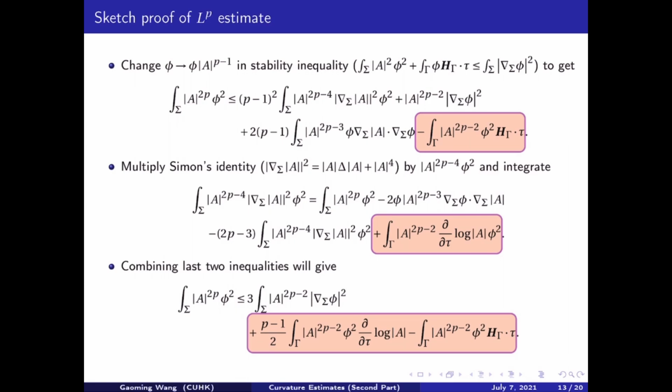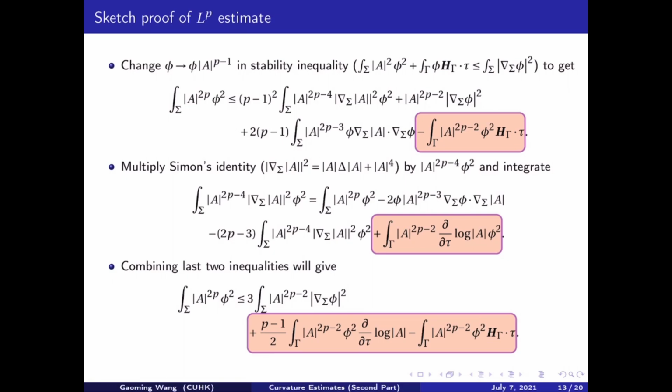At the second step, we can multiply a to the power of 2p minus 4 times phi squared to Simon's identity and integrate it. Here, Simon's inequality will become an identity when n equals 3. Almost all of the terms are the same as before, except after integrating by parts this term, we will get an extra term on the boundary here. Note that in this inequality, we do not need to impose any condition on phi since we do not use the stability inequality here. At the third step, we can combine the last two inequalities.